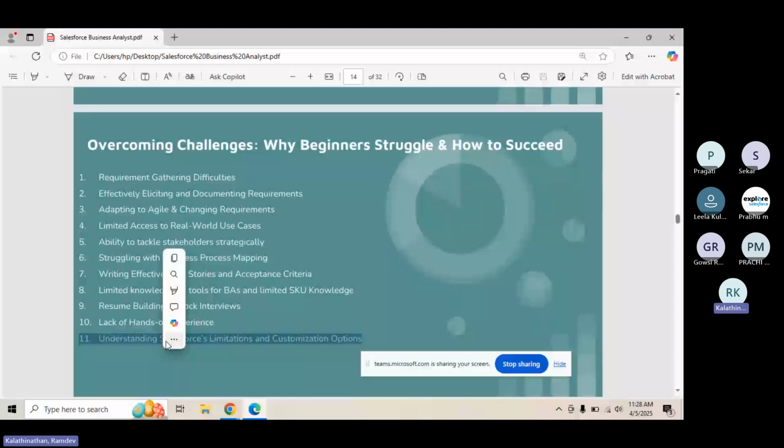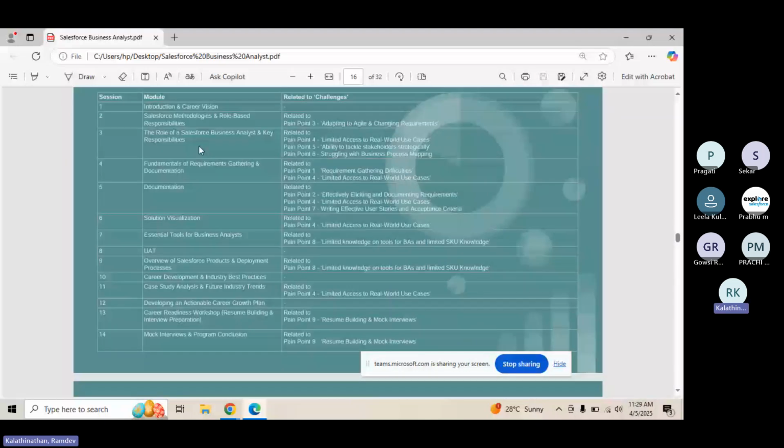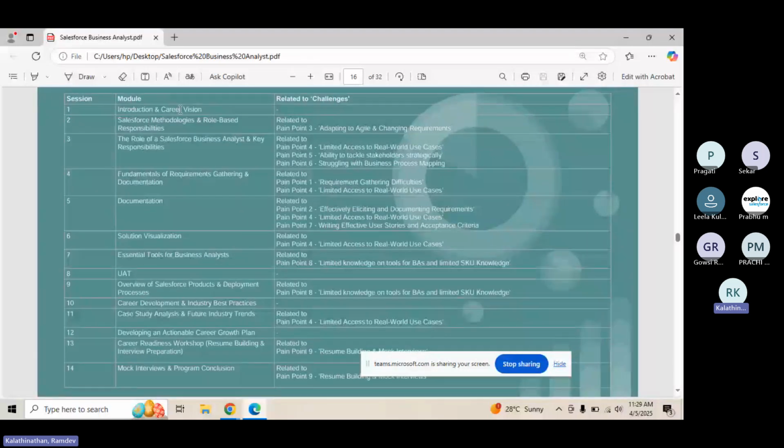Now, with all these challenges that we have spoken about, I have tried and mapped them to different modules that we have for training. So I'm going to structure my training this way: introduction and career vision, Salesforce methodologies and role-based responsibility. These are modules, and for all the modules, I've related it to how to address a particular challenge. For example, with the Salesforce methodology and role-based responsibility, adapting to agile and changing requirements, this pain point can be mitigated better. BAs will be able to handle this in a much better manner.